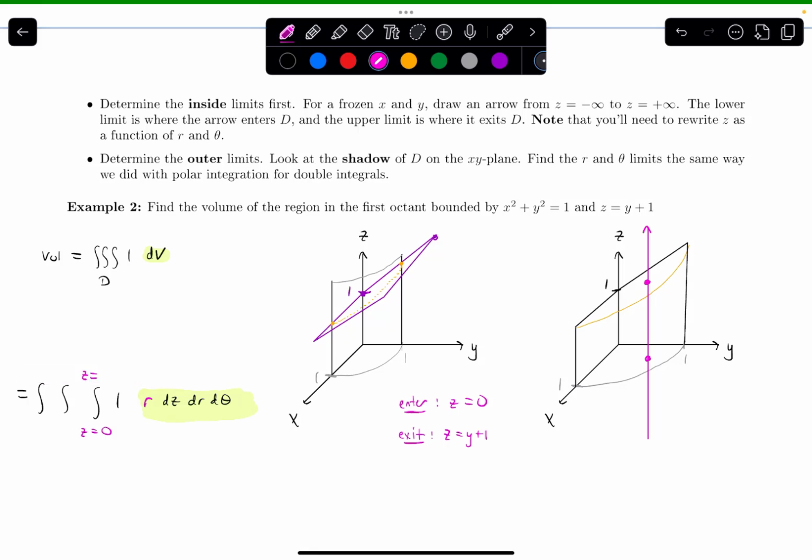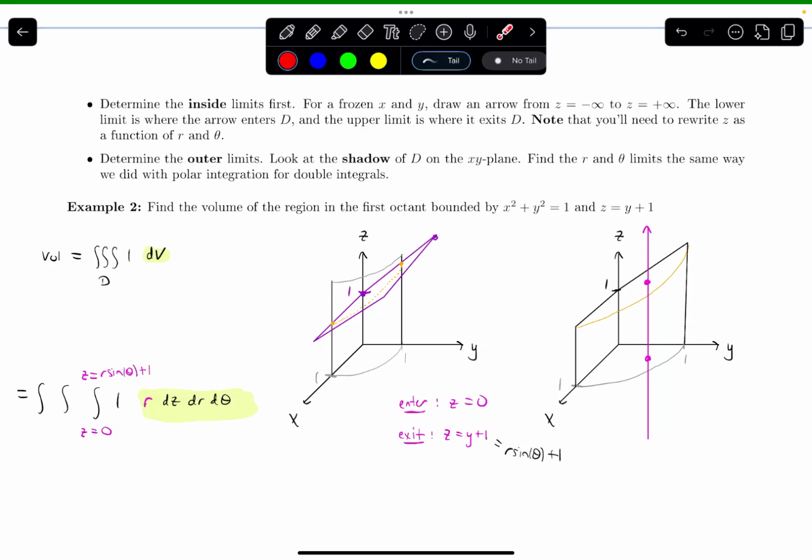And for the upper one, I don't want to write y plus 1 because I'm trying to get rid of the y's as the variable. So I need to convert this y using my cylindrical stuff. So y is r times sine theta. I get r sine theta plus 1, so that's what goes here. Z equals r sine theta plus 1.